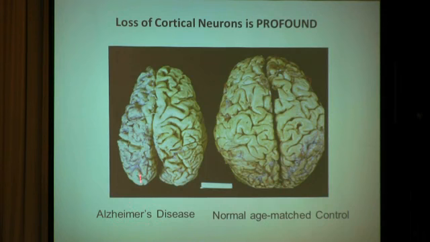This is an individual with Alzheimer's disease and what their brain looks like. And this is a person of the same age who does not have Alzheimer's disease. And I show you this to emphasize again, so many neurons are dead that the brain is significantly smaller.